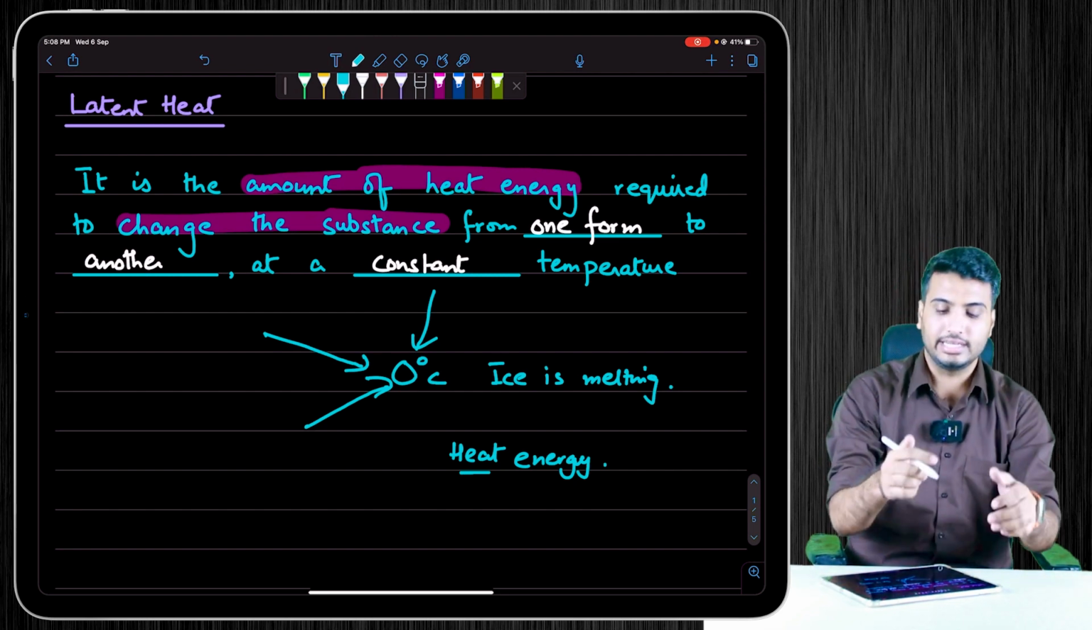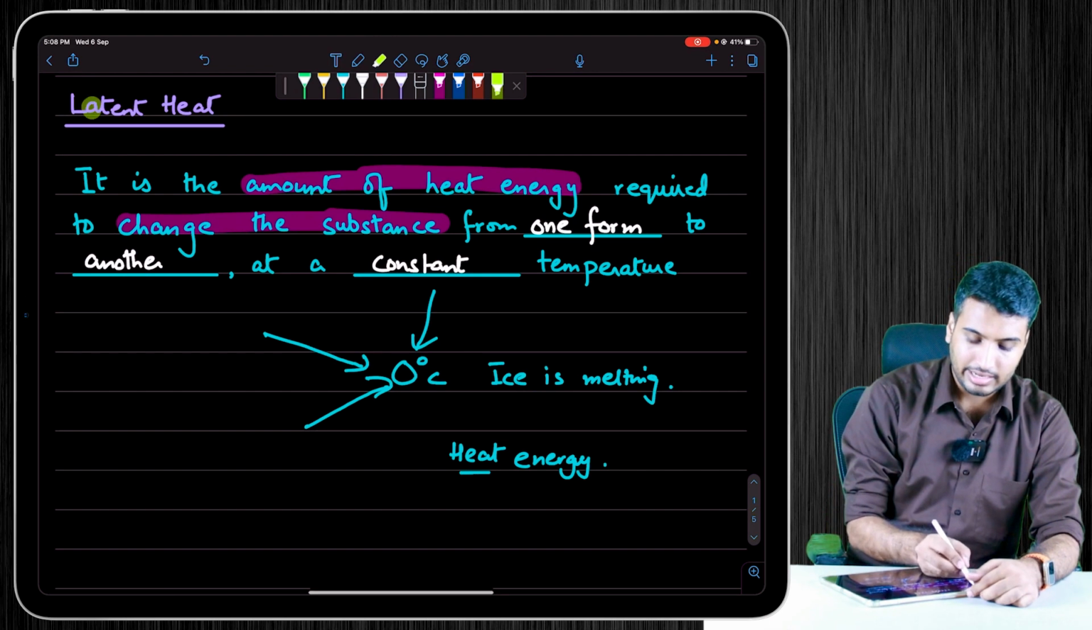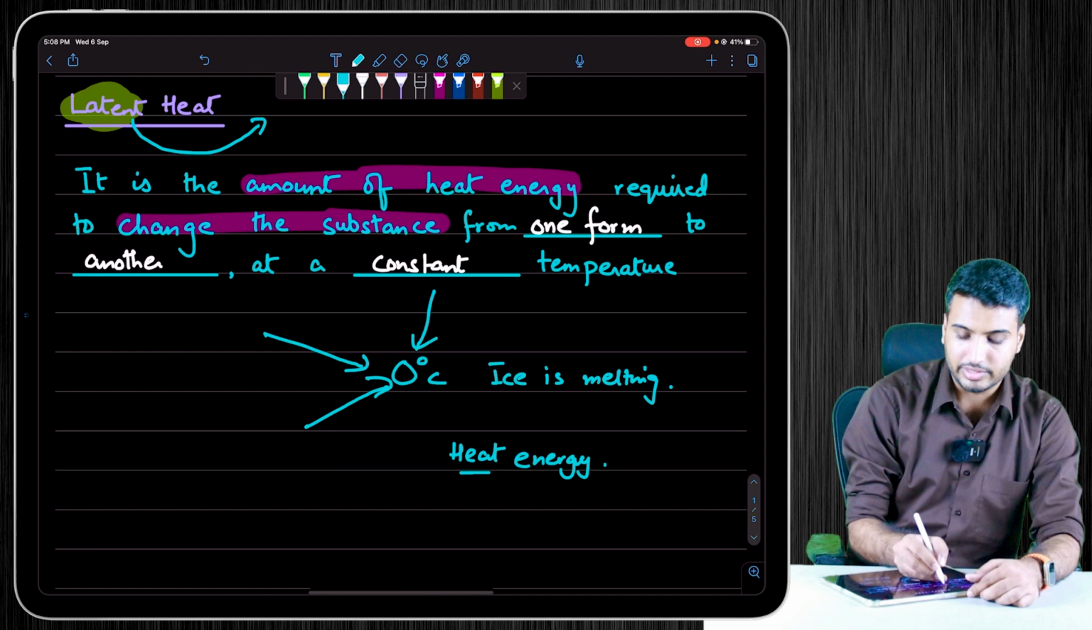Latent means hidden. It means it does not show any change on a thermometer.